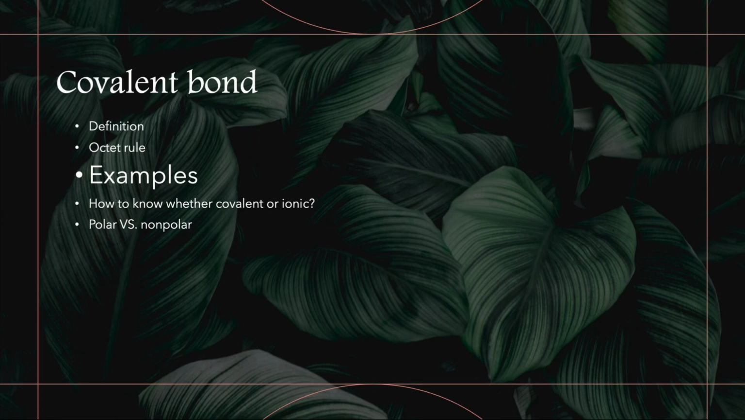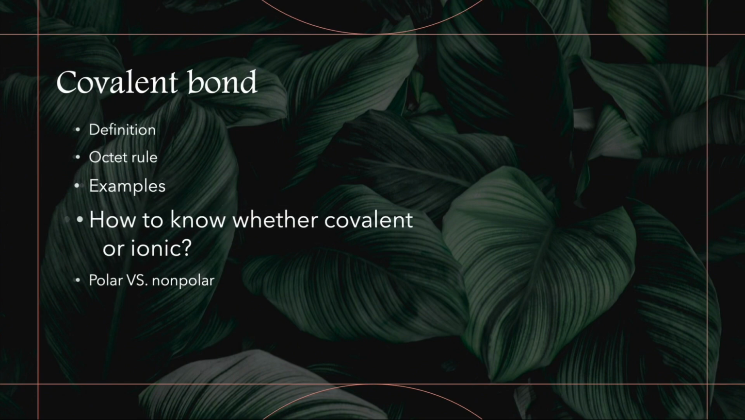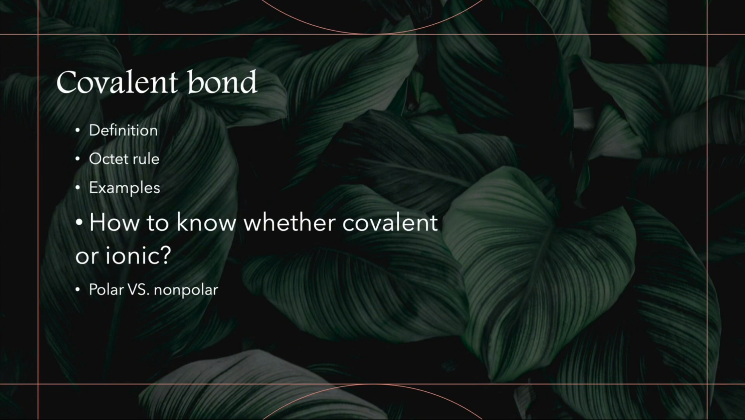So how do we know if a bond is covalent? To determine if a bond is covalent, let's check some points. We can check type of elements involved. Covalent bonds are between two nonmetals, such as water, carbon dioxide, and methane, and ionic bonds are between a metal and a nonmetal, such as sodium chloride, magnesium oxide, and so on. We can also check electronegativity difference. If the difference is less than 1.7, it's a covalent bond, and if it's greater than 1.7, it's an ionic bond.